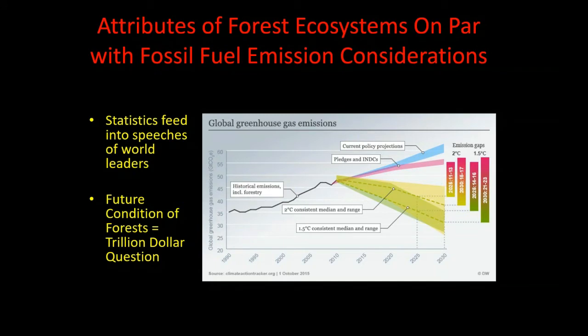Certainly, like I said, the attributes of forest ecosystems, so carbon sequestration, is really kind of on par with fossil fuel emissions when considering future trajectories. And some people have said, certainly, that the future condition of forests is really a trillion-dollar question, because if forests can't sequester carbon in the future, or if we lose forests, it'll put even more focus on our fossil fuel burning and alternative energy sources, etc. Certainly, those policy issues have real-world implications as far as what we might expect as far as future global warming and other global change situations.